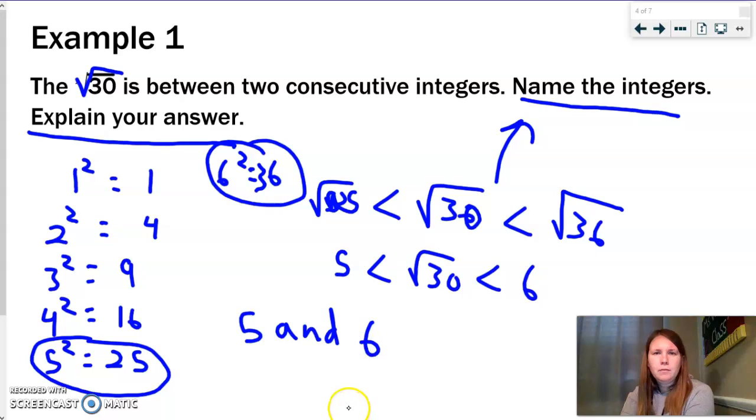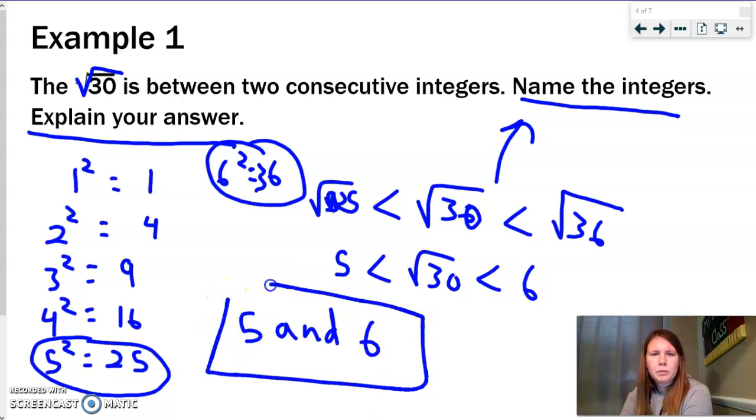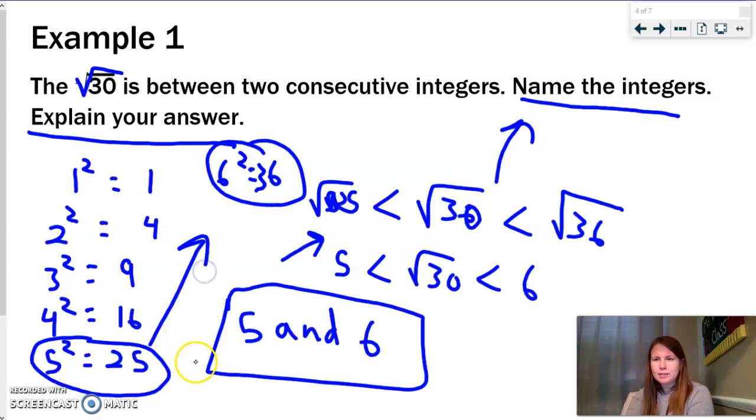It is in between 5 and 6. And just to explain, it does say explaining. So maybe showing out some work like this, or you could write between 5 and 6 because 5 squared is 25 and 6 squared is 36. 30 is in between those two numbers. That's another way to explain it.